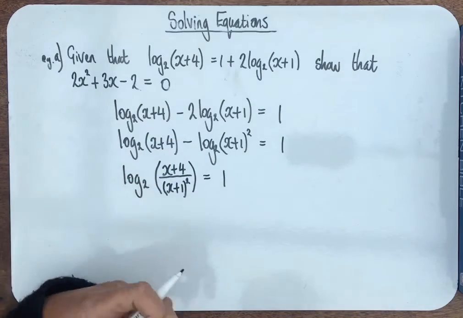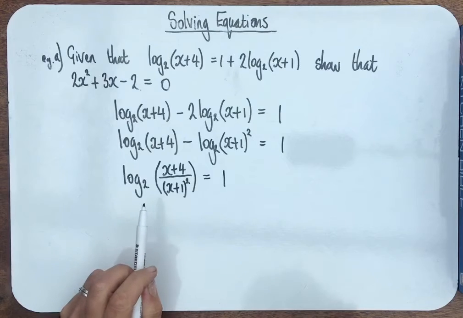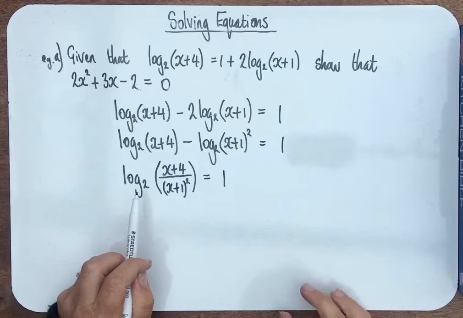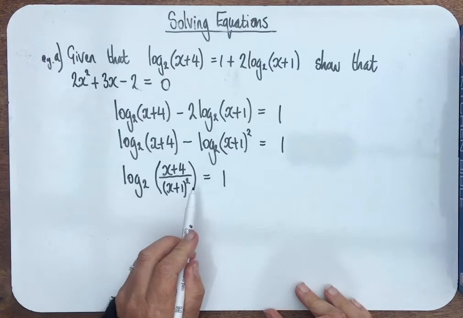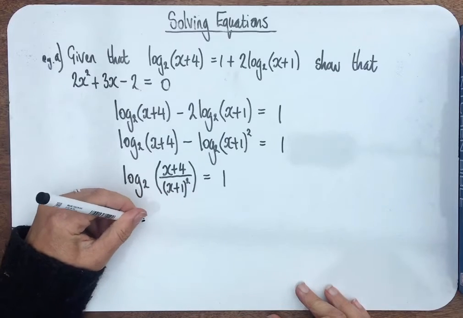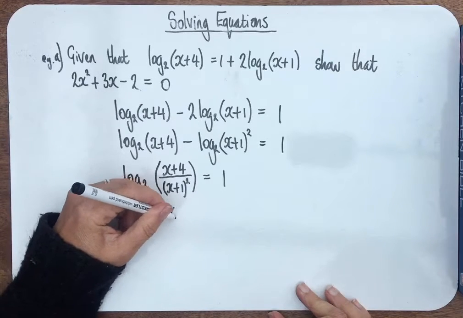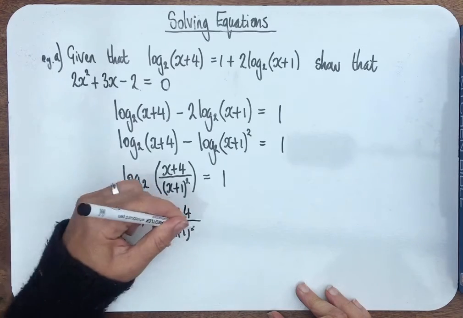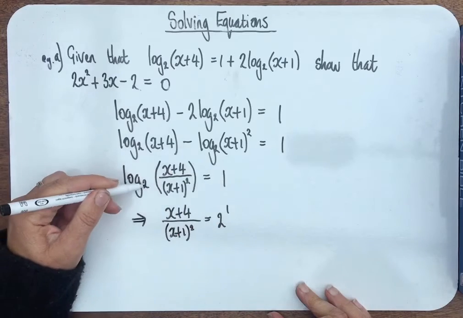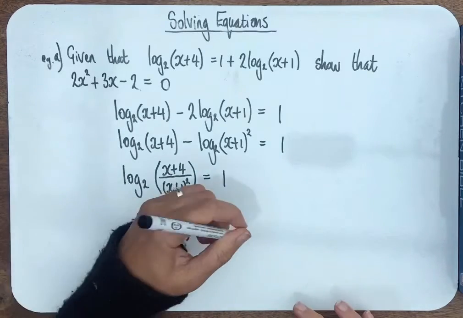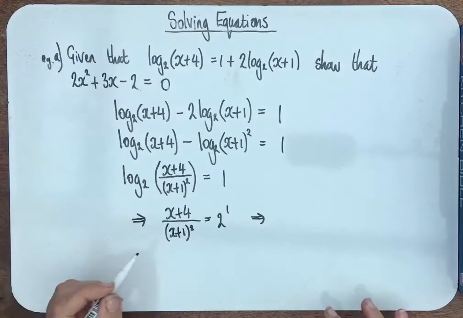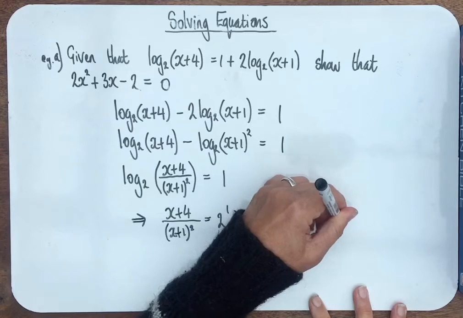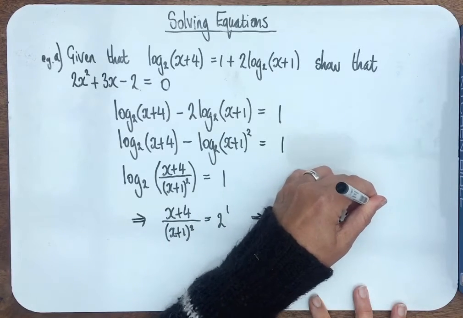Once logarithms are combined together into one logarithm, I can now undo this using laws of logarithms. First law of logs that we did, this is the base, this is the power, and that gives us (x + 4) over (x + 1) squared is equal to 2, the base, to the power of 1. 2 to the power 1 is 2, so x + 4 is equal to 2 lots of (x + 1) squared.